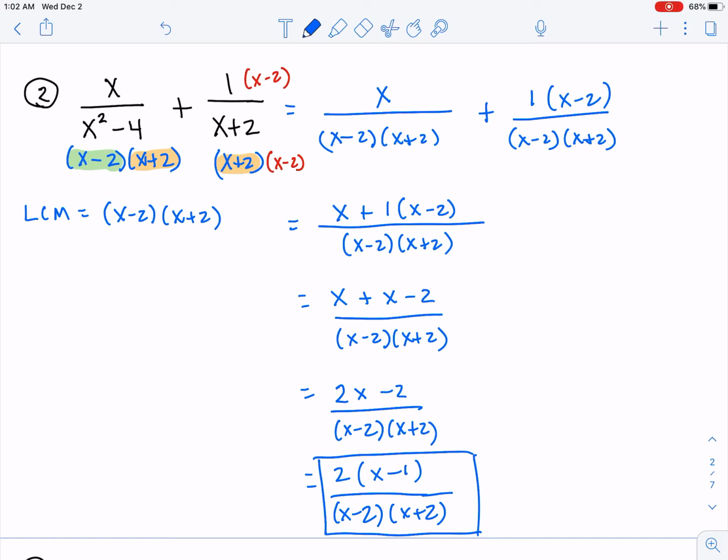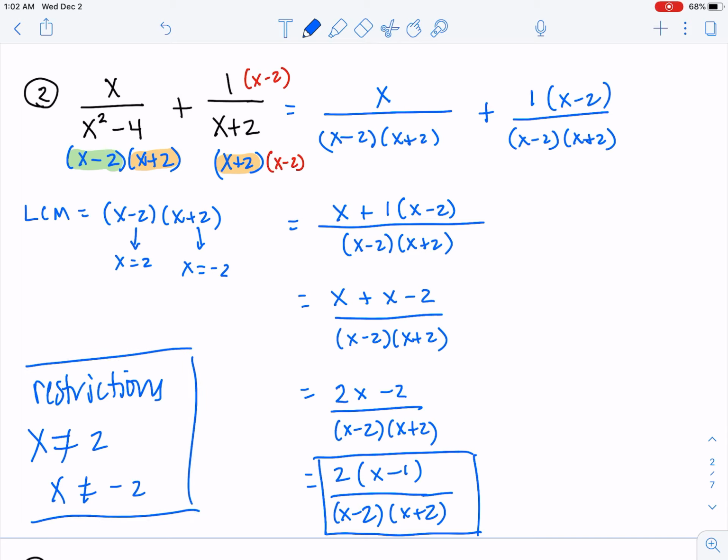Well, we've got to look for our restrictions. So our restrictions are going to come from that least common multiple. So what do I know? X can't be what? Let's see. This one gives me 2, so x can't be 2. And this one gives me negative 2. So x can't be negative 2. There are your restrictions.